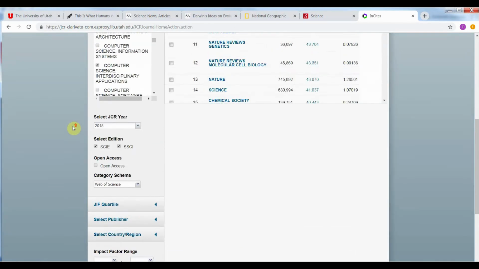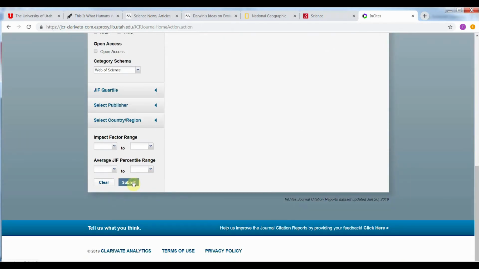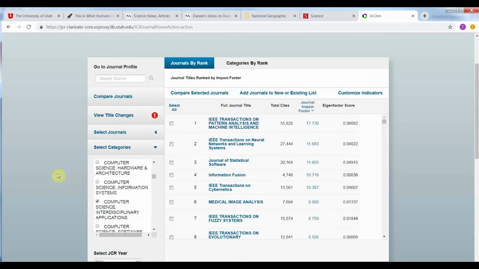Now, to be clear, I am asking you to do this as a way of finding a journal that is important within your field. You do not necessarily have to click on the most important one, but I'm asking you to find ones that have some sort of intellectual weight behind them. So with those two categories selected, I now have a list of the top journals within that.